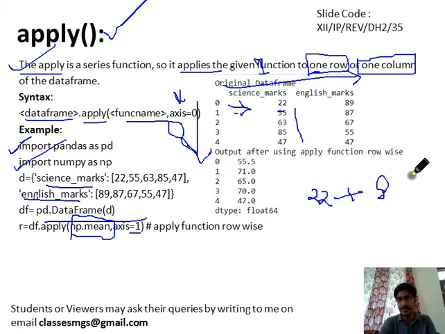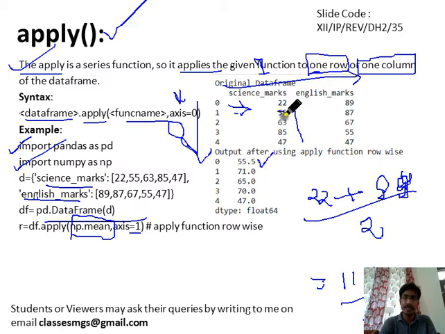How can we calculate the mean? You should know. 22 plus 89 is 111, divided by 2, so we will get 55.5. Similarly, for the next row, 55 plus 87 divided by 2, and similarly we will get all those values. So it is applying row wise.